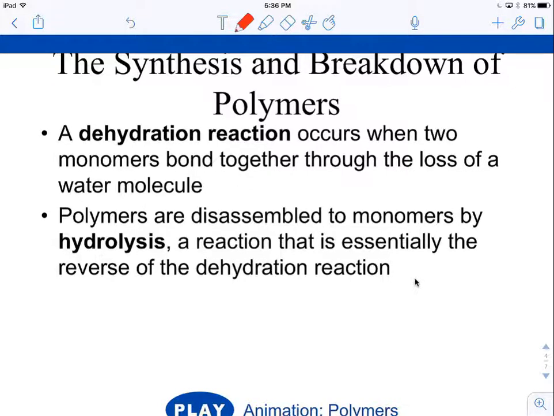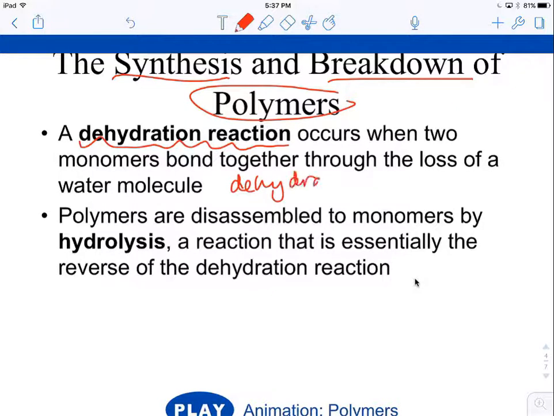Okay, so the 2 reactions that you have to be familiar with to synthesize and break down a polymer, any polymer, same reactions for both. Okay, to synthesize a polymer, you use a dehydration reaction. It's called dehydration synthesis. If you're dehydrated, you're outside, it's really hot, you don't have enough water, so dehydration reaction occurs when 2 monomers bond together through the loss of a water molecule.